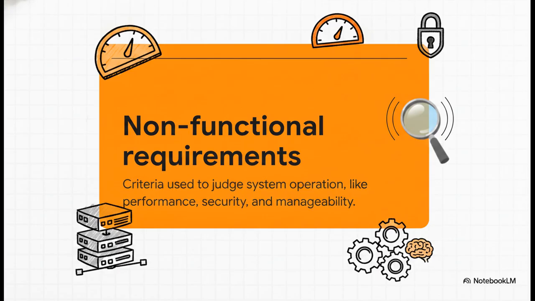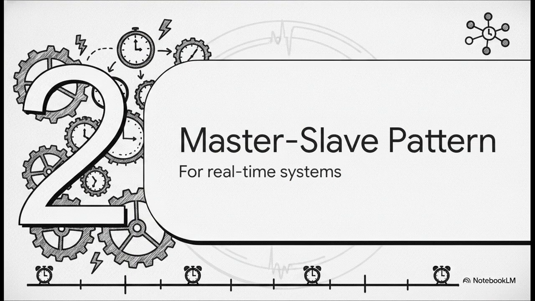Non-functional requirements are basically the criteria used to judge the operation of a system rather than its specific behaviors. We're talking about things like performance speed, system security, and manageability. This is a genuinely crucial concept to recognize for your exam. Engineers choose a specific pattern strictly to balance these non-functional requirements. There is no one-size-fits-all. Moving right along to Section 2, the master-slave pattern.